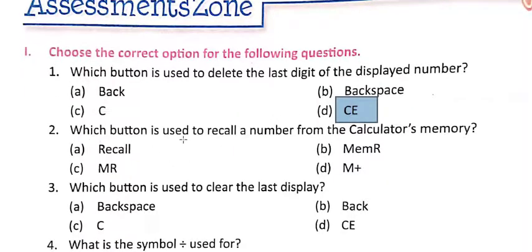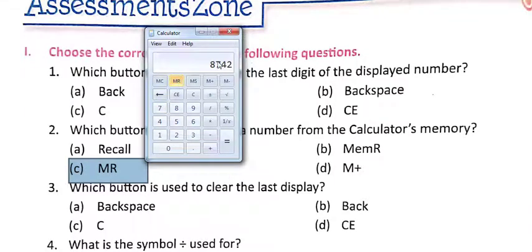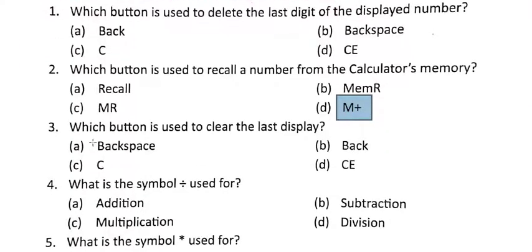Now number 2. Which button is used to recall a number from the calculator's memory? The answer will be MR button. See this MR button, this one. M plus button is used to add any number to the number which is stored in the memory. Now question number 3. Which button is used to clear the last display? So C button is used to clear the last display.